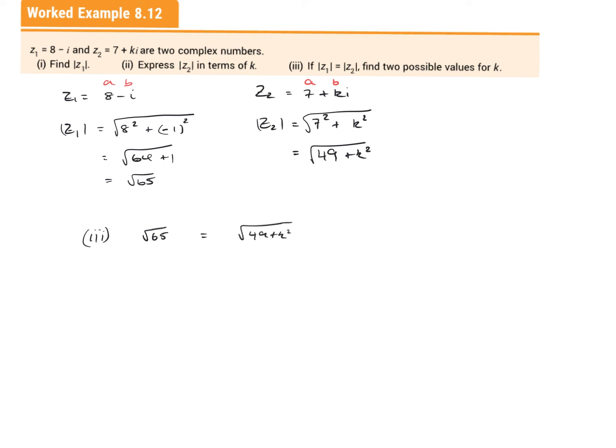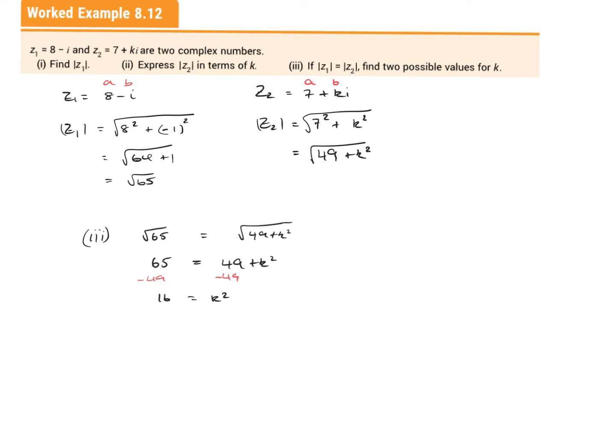Now, if I want to get rid of the square roots, which is what I'd like to do, then I need to do the opposite, which is to square both sides. And if I square a square root, it disappears. So on the left-hand side, I end up with 65 is equal to, well, the square root's going to disappear, 49 plus K squared. I now just have something to solve. So I'm going to take the 49 across. If I minus 49 from both sides, I get 65 minus 49, which is equal to 16, and 16 is equal to K squared on the right hand side.